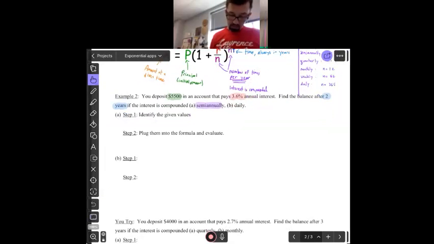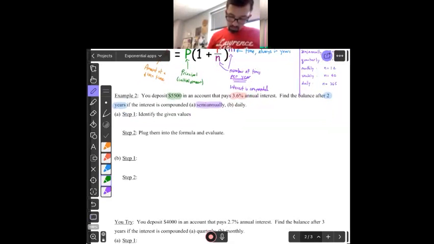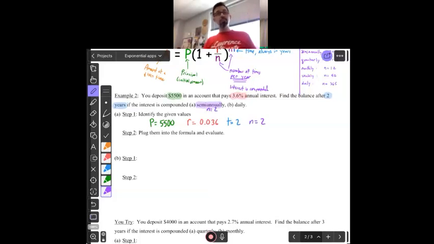If we want to, we can write that down again. P equals 5,500. That's our principal. R, I'm going to go ahead and translate that to a decimal now, 0.036. T is 2, and N is also 2. So unfortunately, we have two 2's here, but we'll figure it out.